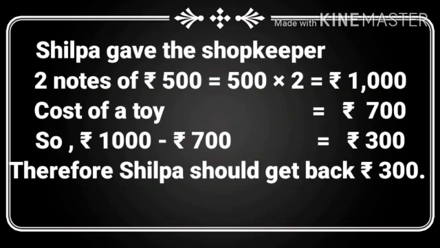Shilpa gave the shopkeeper 2 notes of rupees 500, that is equal to 500 multiplied by 2. The answer is rupees 1000 and the cost of a toy is rupees 700. So rupees 1000 minus rupees 700 is equal to rupees 300. Therefore Shilpa should get back rupees 300 from the shopkeeper. Moving on to the next example.